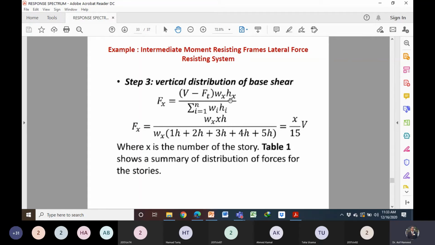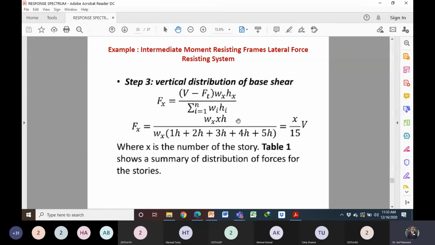Wx and then Hx. Hx is the height of the typical floor for which we have to calculate this lateral force. So in general, we can say this is xh, where x is the number of the story. For the first story, the height is 1h. For the second story, it will be 2h. For the third story, it will be 3h and so on.